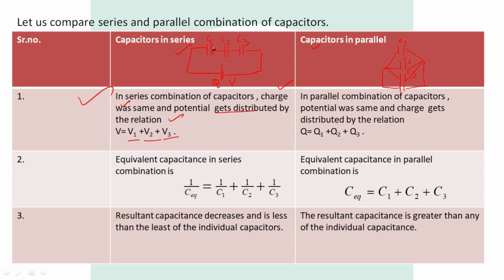And due to repulsion, this positive charge will move toward the left plate of the capacitor 2. And how much charge will move toward the capacitor 2? This depends upon how much charge will be developed here. And the charge developed here was Q. That is the charge on the battery.